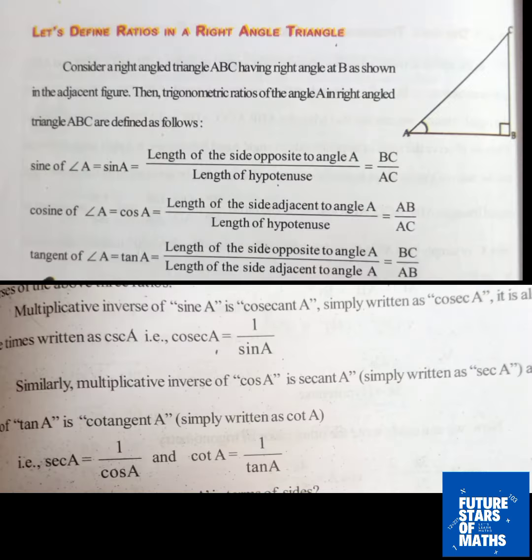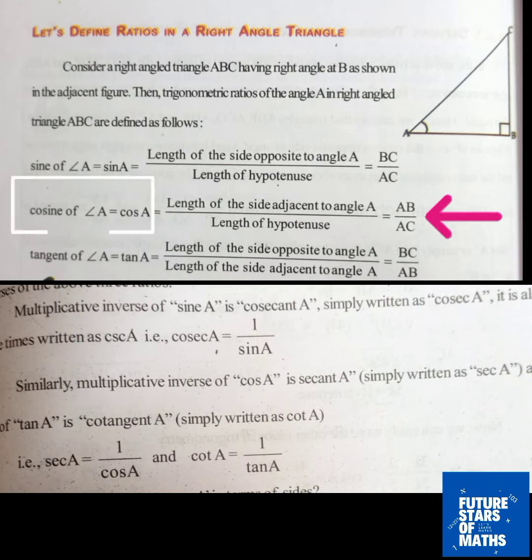Let's learn ratios in a right angle triangle. If ABC is a right angle triangle with 90 degrees at B, we can define sine of angle A as sin A. Short form is sin, full form is sine. Only the first three letters are written. So sin A is equal to length of the side opposite to angle A by length of hypotenuse, which is equal to BC by AC.